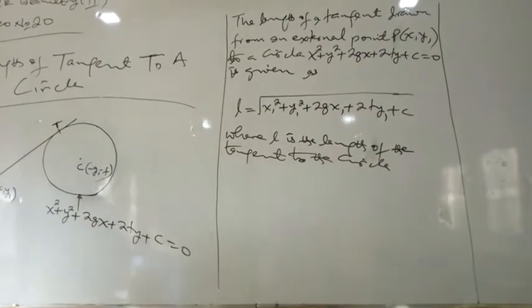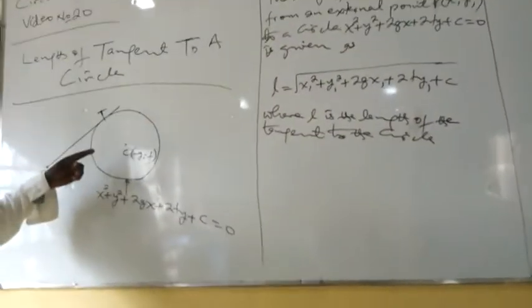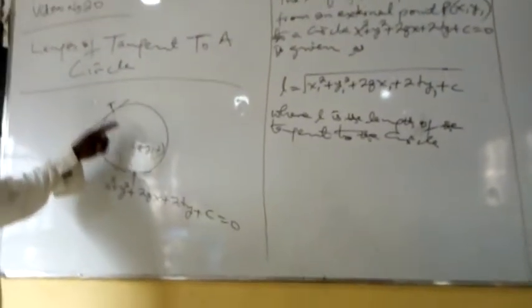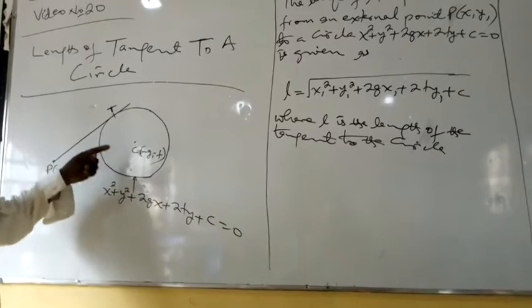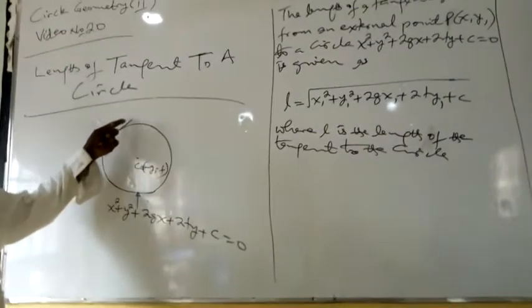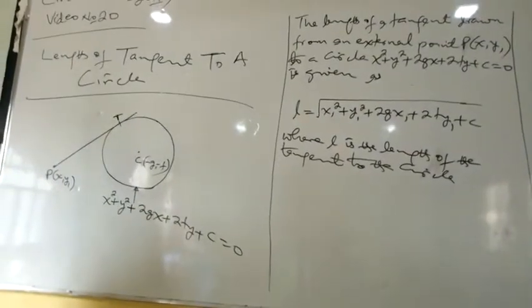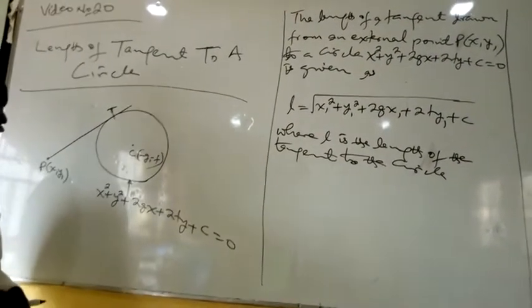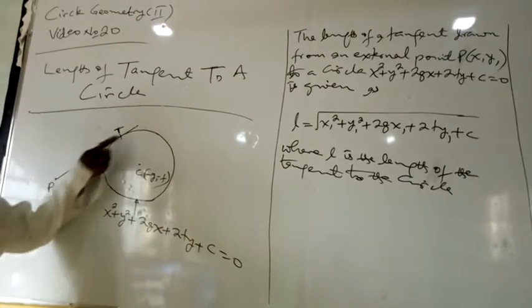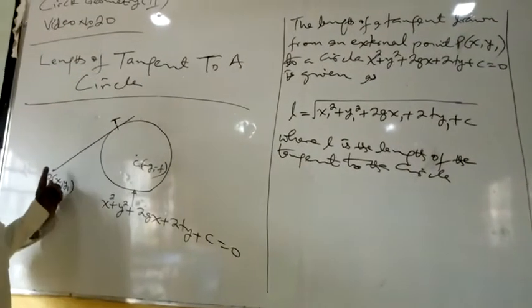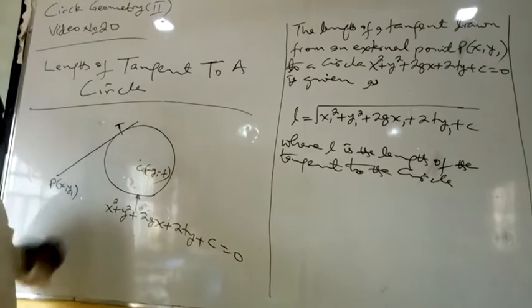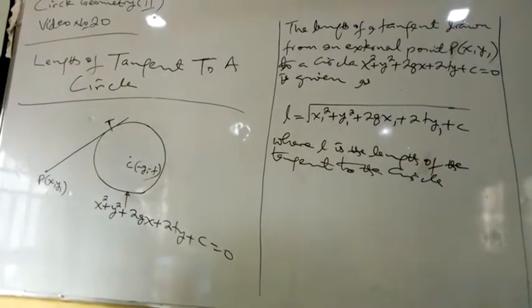Another method is to determine the length of this radius TC and the length of PC. And you know that the radius always meets the tangent to a circle at right angle. Then the diagram becomes a right angle triangle. So find the hypotenuse, which in this case is this, and then find the length of PT. That is the second method, but the first is the shortest method and it's easy to understand.